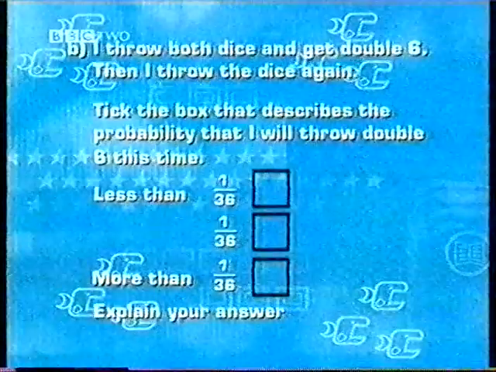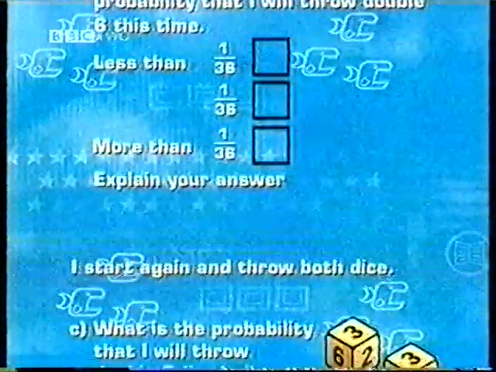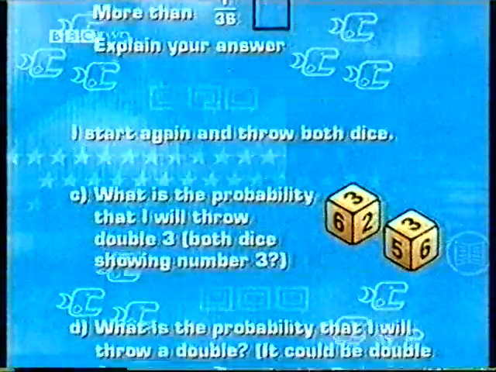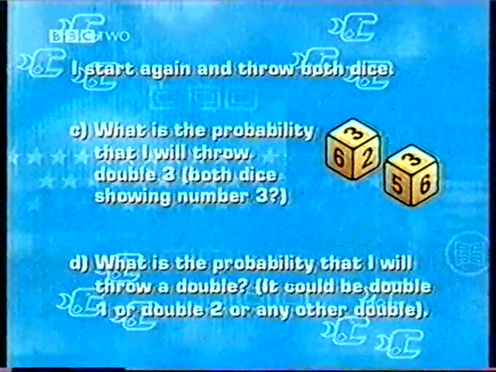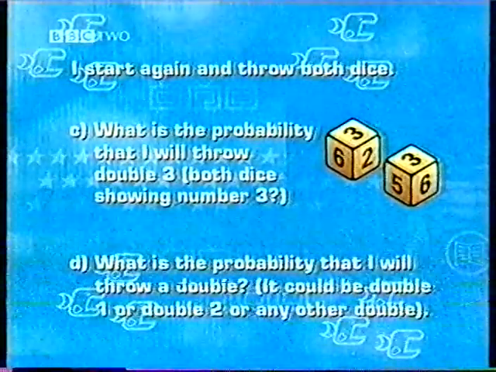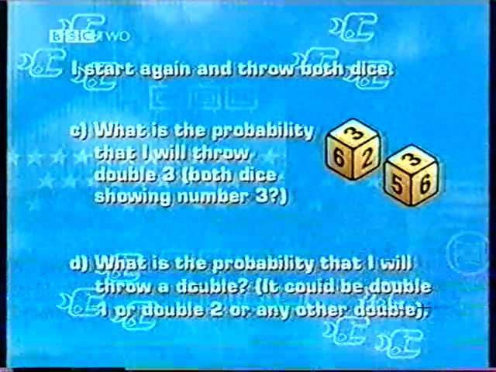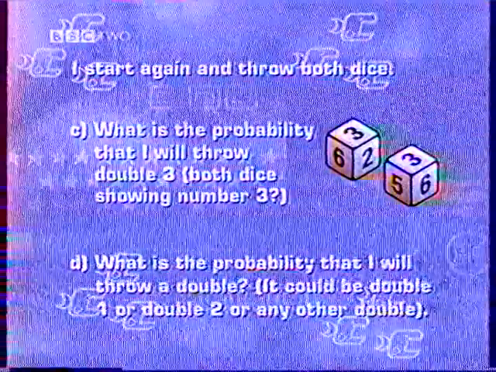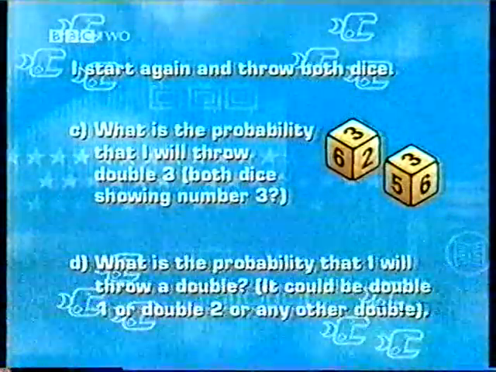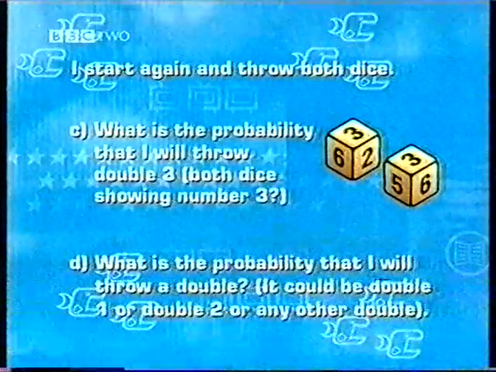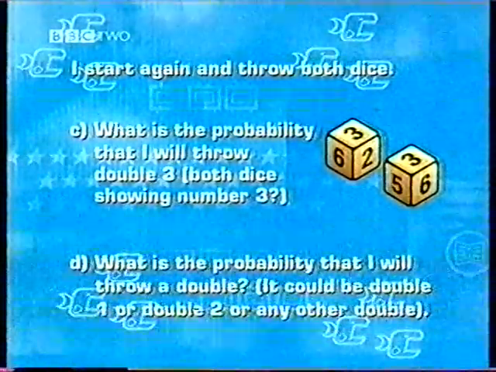I start again and throw both dice. Part C asks, what is the probability that I will throw double 3, both dice showing the number 3? Part D, what is the probability that I will throw a double? It could be double 1 or double 2 or any other double.